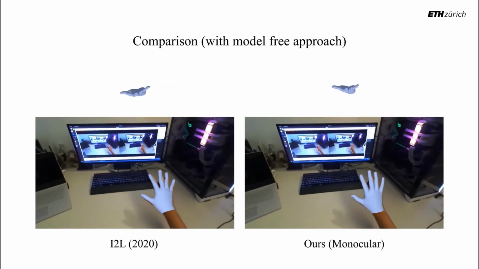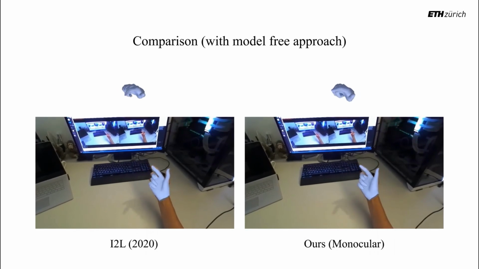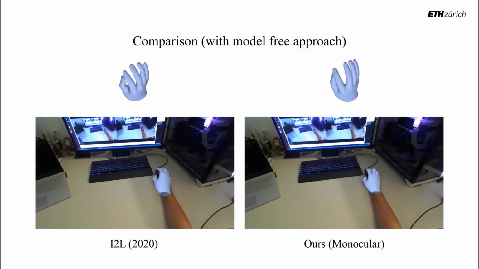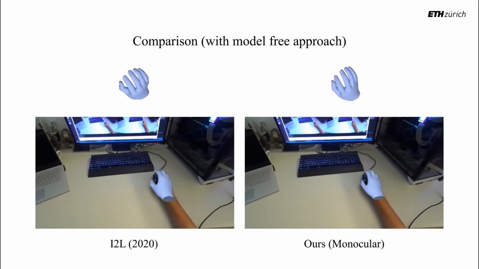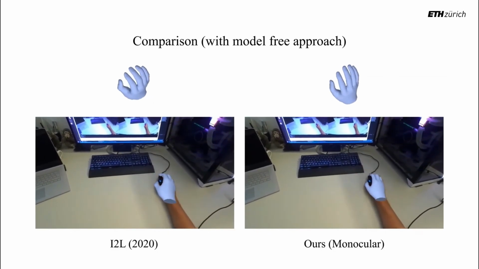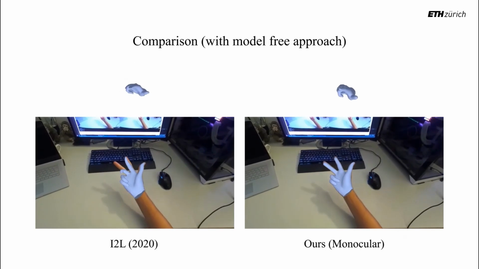In contrast, I2L is a model-free approach that directly predicts vertices. Although this method has very good image model alignment, it is not as robust as our method. Especially the fingers tend to be overly flat, as one can see in the mesh comparison.